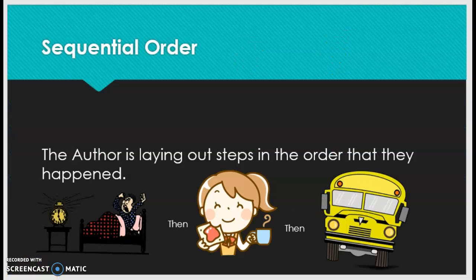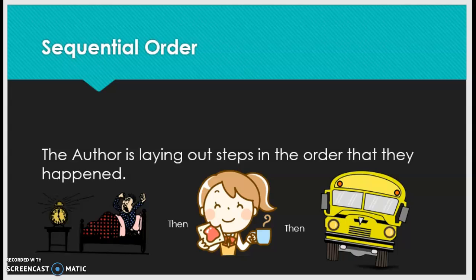The first type is called sequential order. Can you say that? Sequential order. And this is when the author is laying out steps in the order that it happens. So the author is telling you something and it's telling you in the order that happens. So they'll say stuff like, first, I woke up in the morning, then I had breakfast, and then I went to school. So think about what you did this morning.